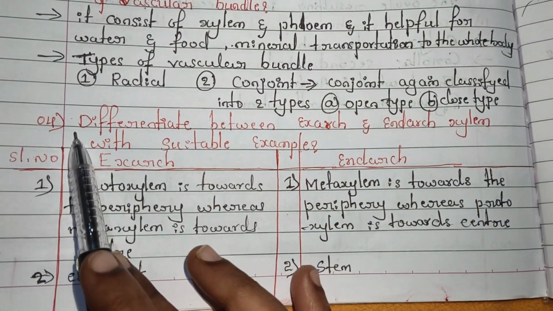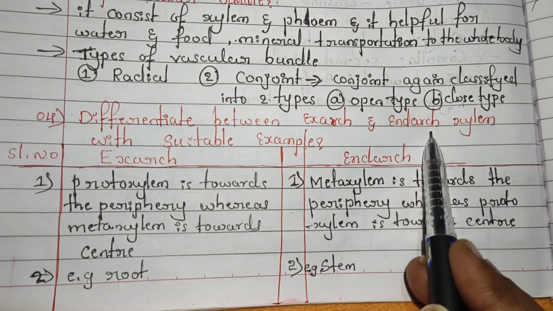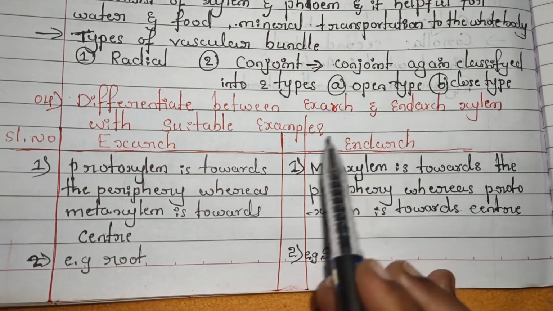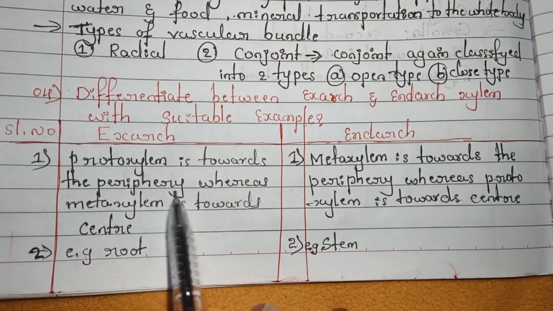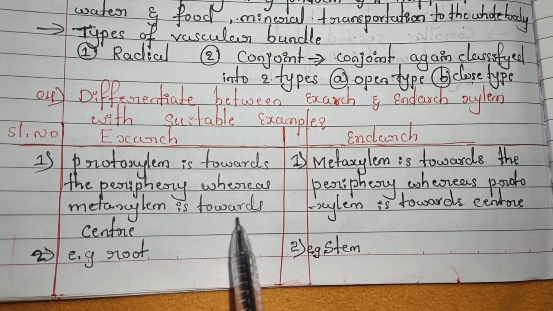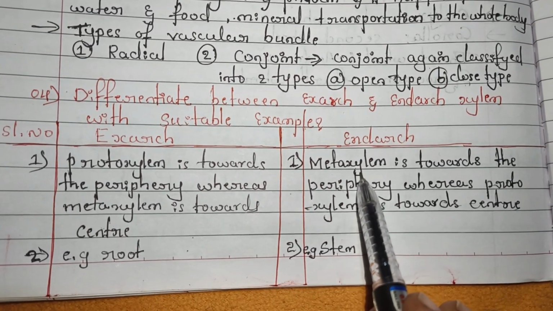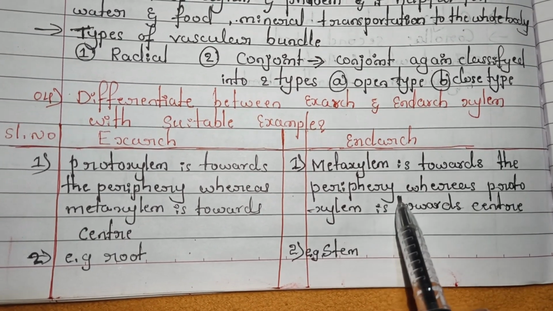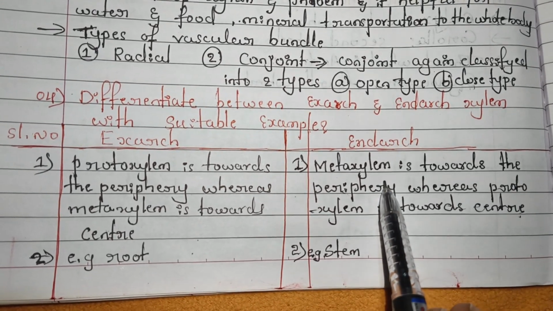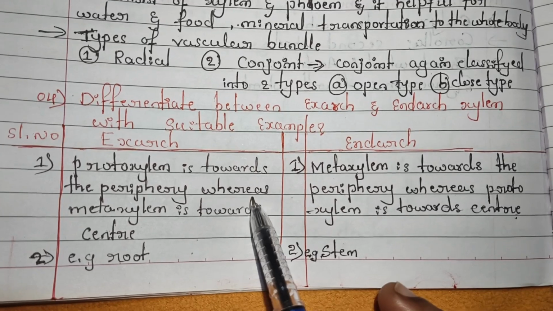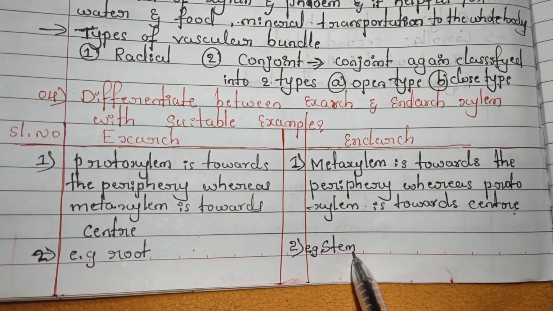The fourth question: differentiate between exarch and endarch xylem with suitable example. Exarch means the protoxylem is towards the periphery, whereas the metaxylem is towards the center. It is present in the root. In endarch, the metaxylem is towards the periphery, whereas the protoxylem is towards the center. It is exactly opposite to exarch. The endarch example is the stem.